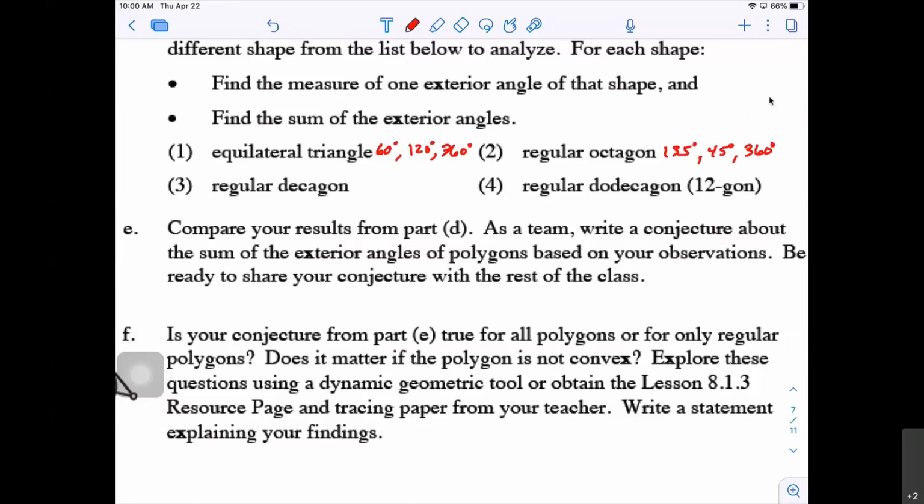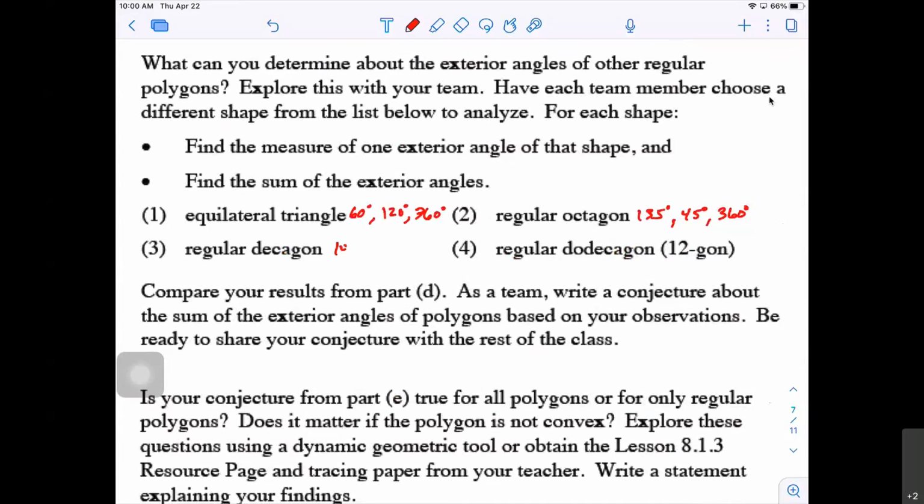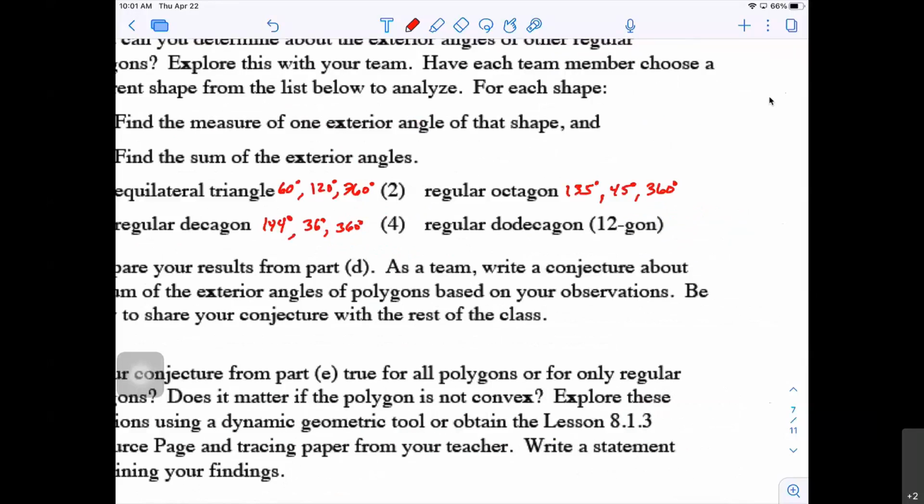Let's go row 3. Harry, I'm coming to you. Regular decagon. What was each interior angle? Yeah, I think that's right. That sounds right, 144. So therefore, what about each exterior angle? 36, yeah, that sounds right. 36 should be good. And sum of all the exterior angles? 360, okay? Patterns. How about a regular dodecagon?